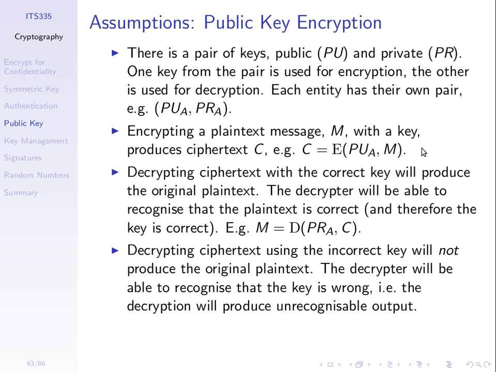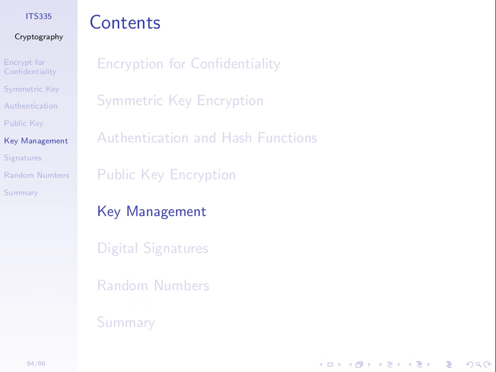The assumptions about public key encryption are listed here as well as on the other handout. Similar to what we've said along the way, decrypting with the right key will produce the original plain text and we'll be able to recognize that it's correct. Decrypting with the wrong key, a key from a different key pair, or not the opposing key in the correct key pair, will produce the wrong plain text, not the original one, and the decryptor will recognize it's wrong. So these are similar assumptions we've made before.